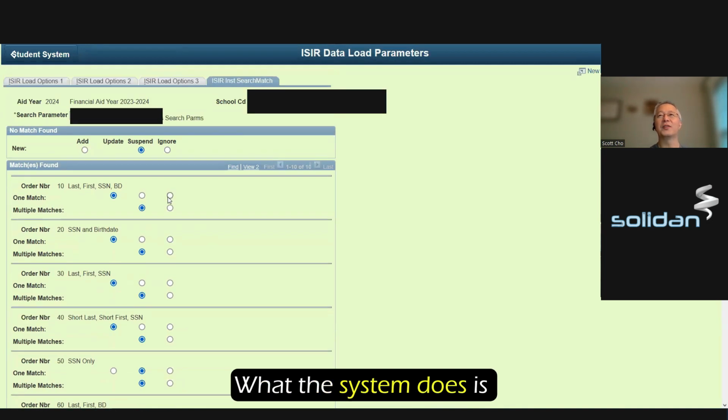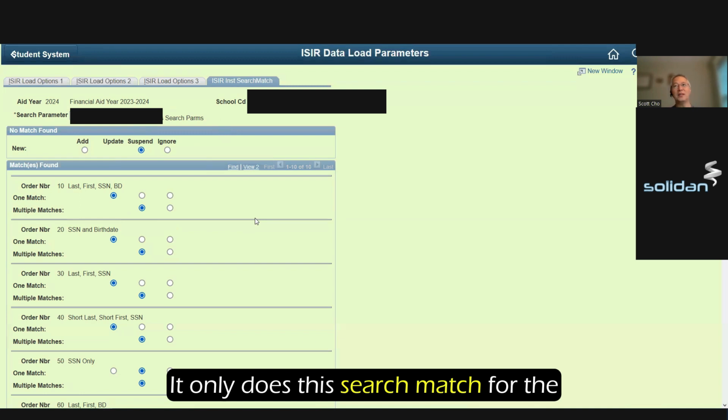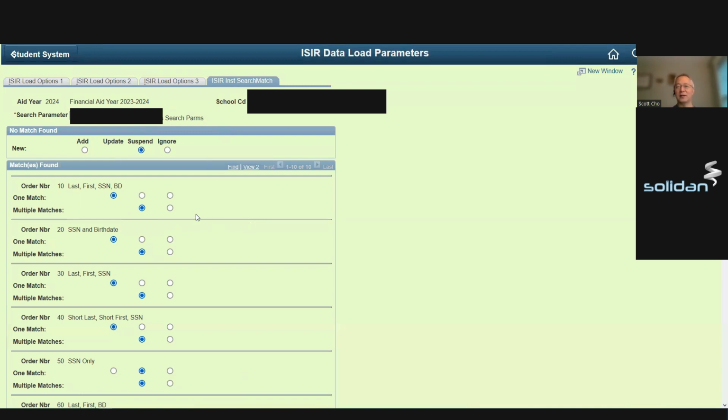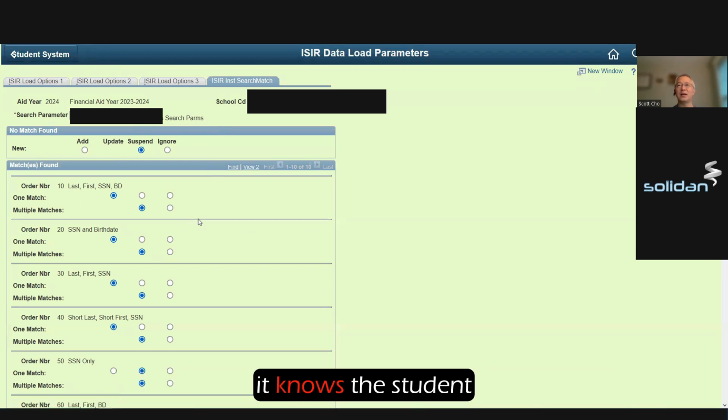Now, what the system does, and this is not identified here, but it is in the documentation, is it only does this search match for the first ISIR that is loaded. And the second ISIR that is loaded for the year, it knows the student based on the Pell ID.